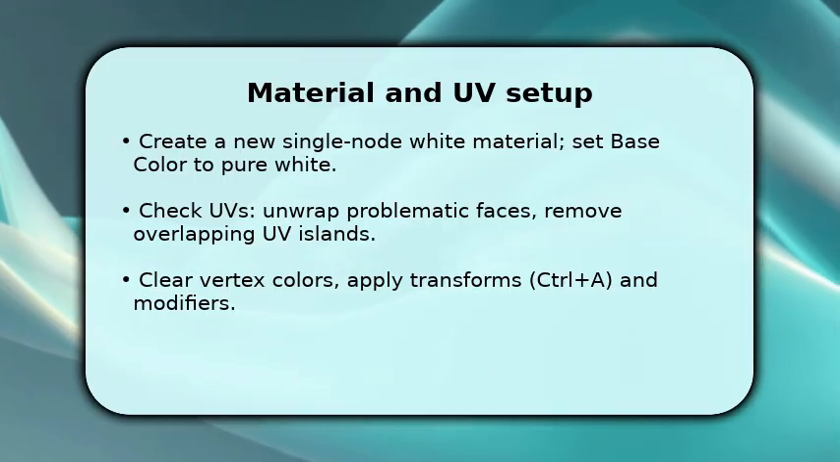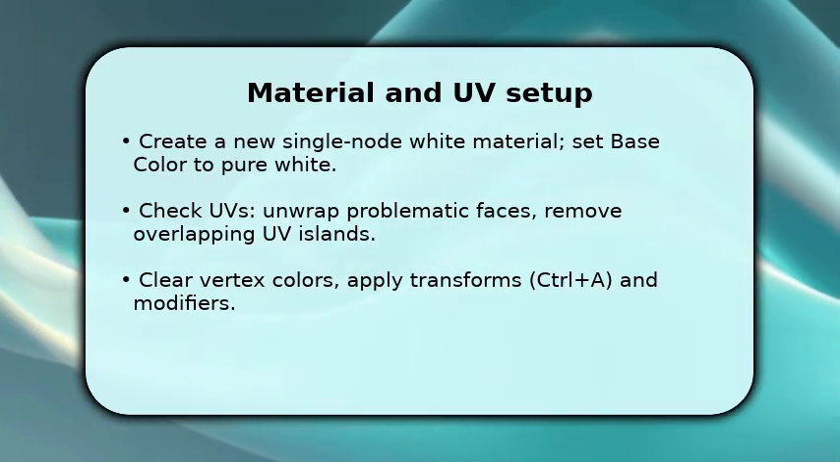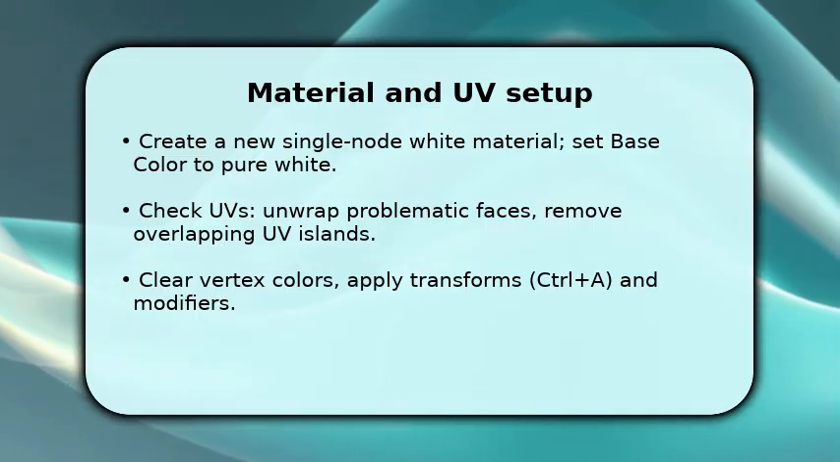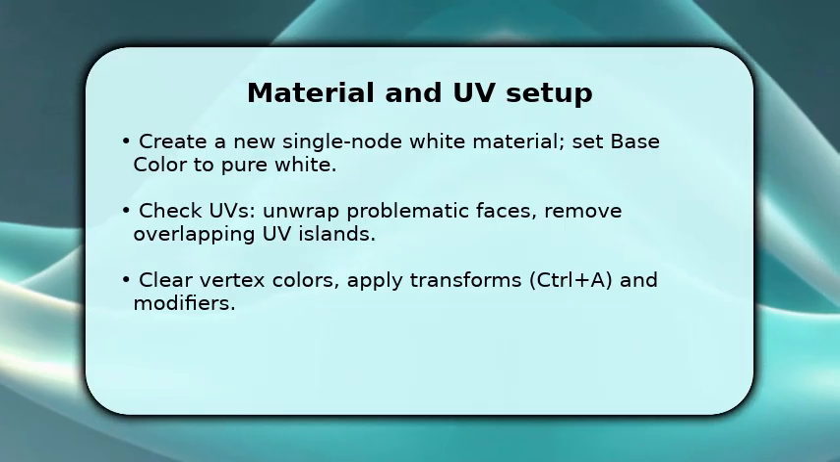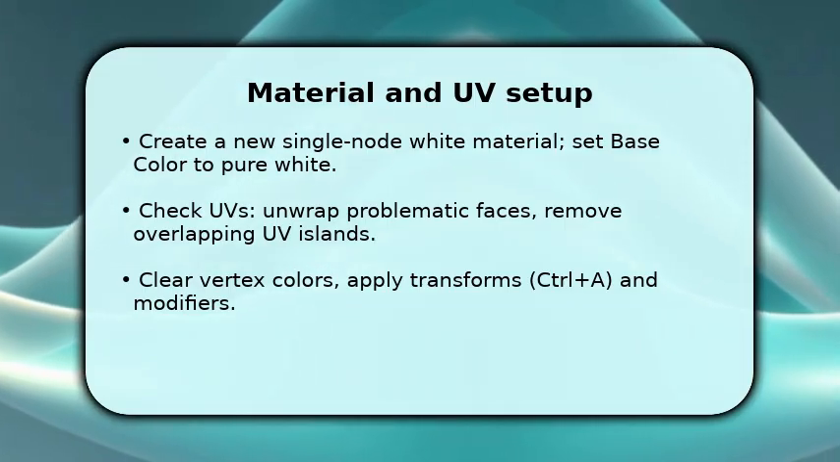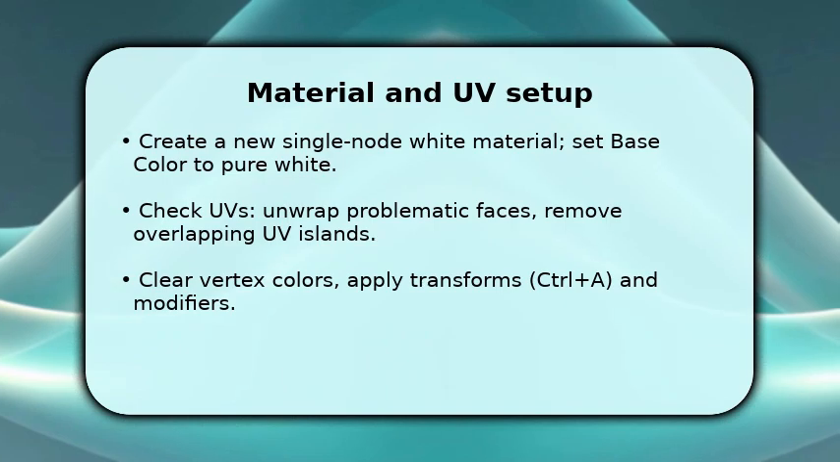Clear any vertex color layers that influence color, and apply object transforms and relevant modifiers so scale or mirrored geometry isn't skewing normals or shading. These steps stabilize the mesh for accurate white rendering.